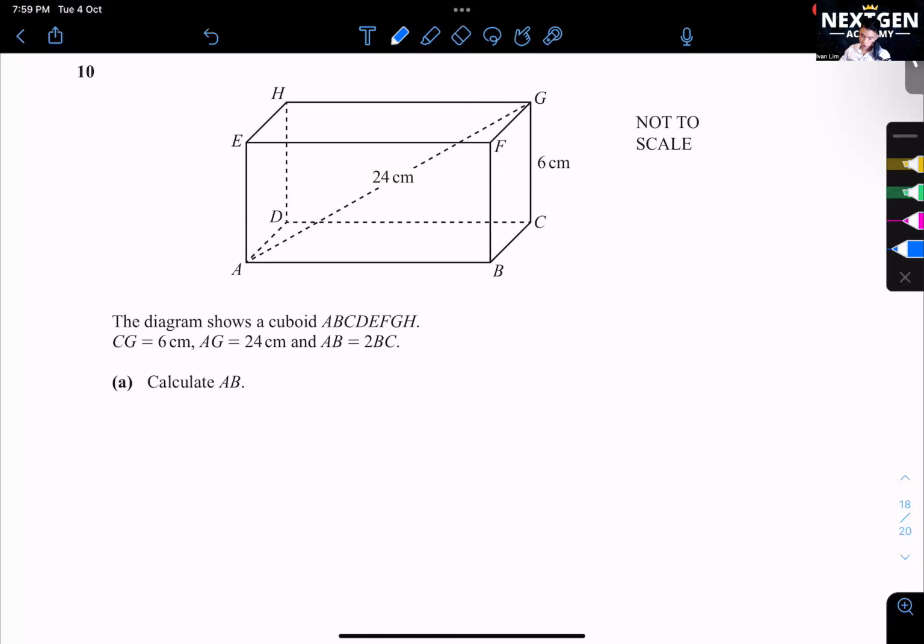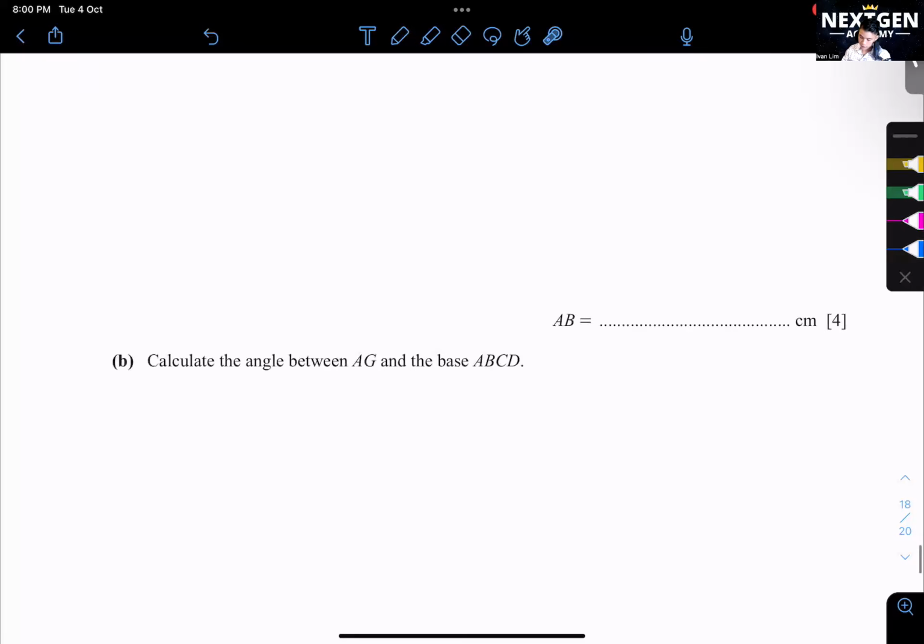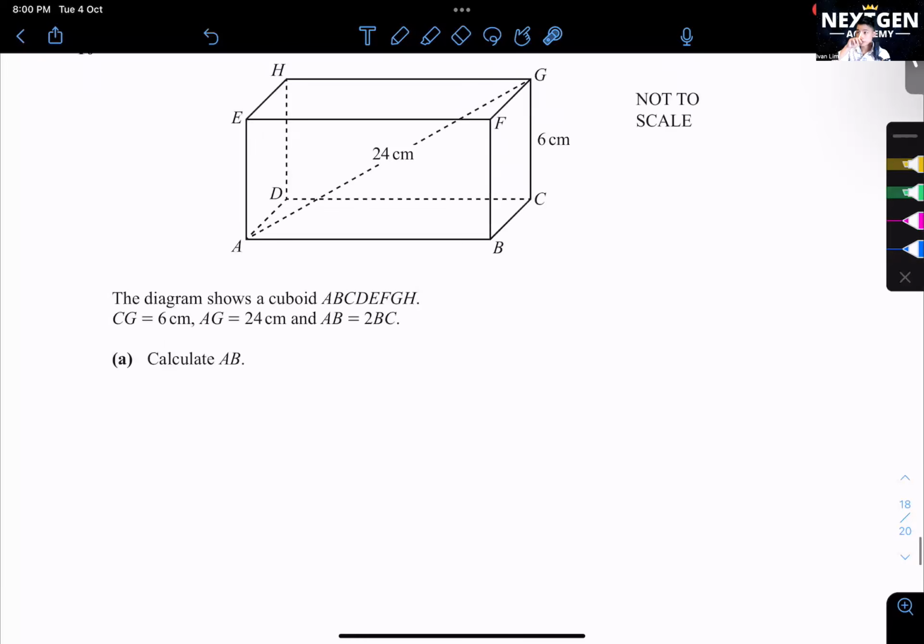Last question. The diagram shows a cuboid. CG equals 6 cm. AG equals 24 cm. AB equals 2 BC. Calculate AB. This one is a 4-mark question.